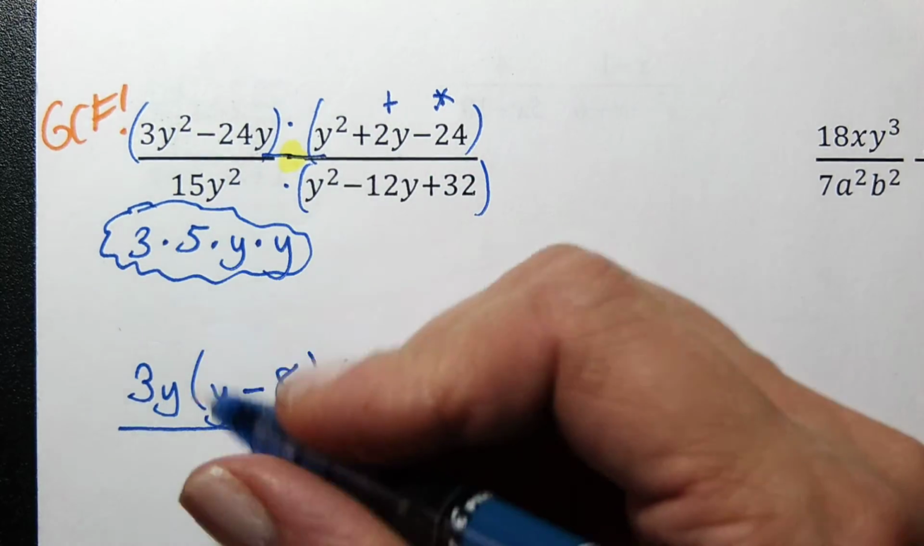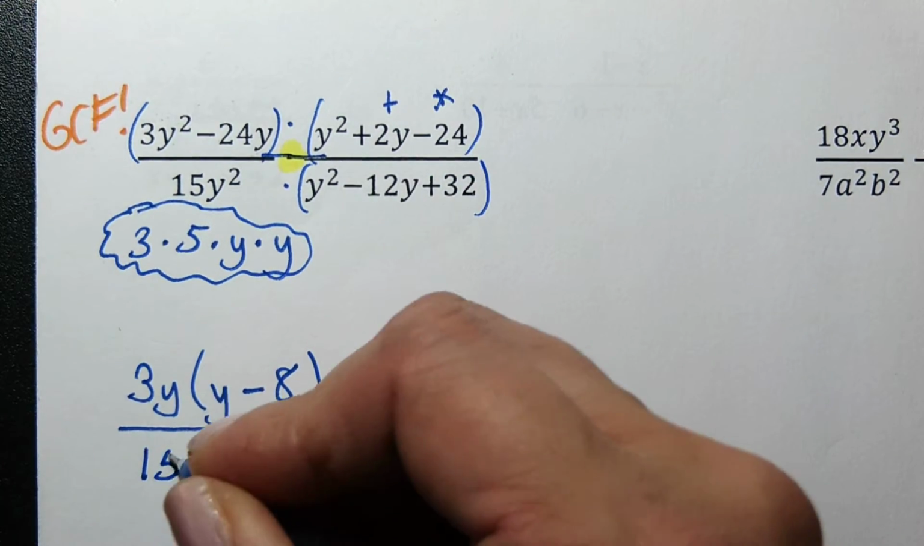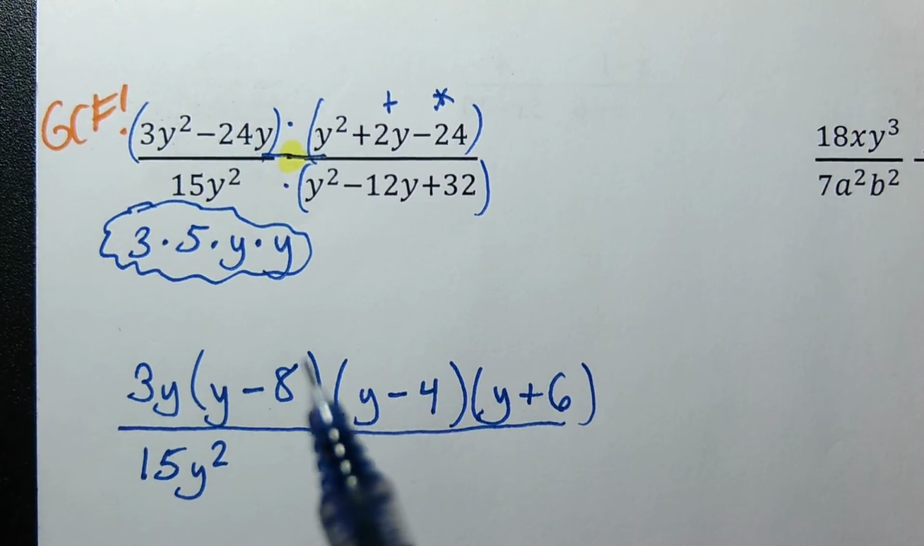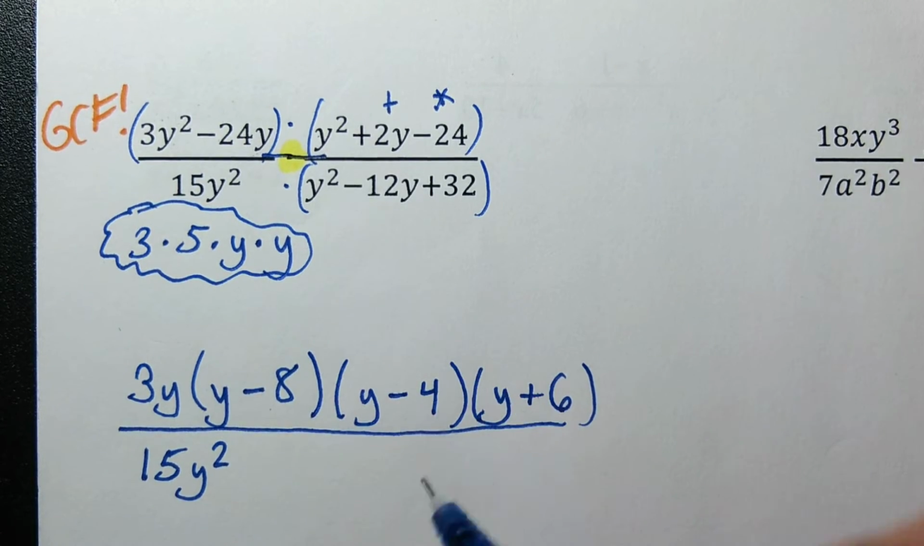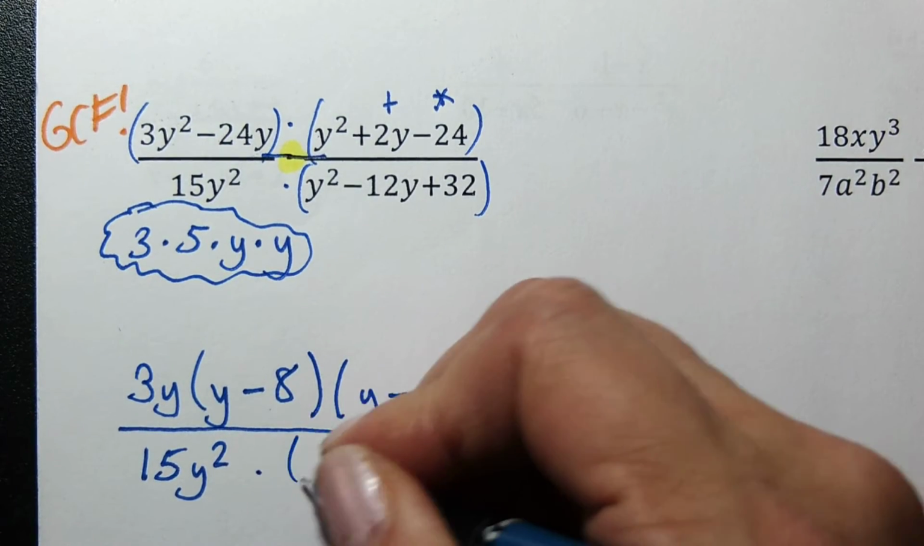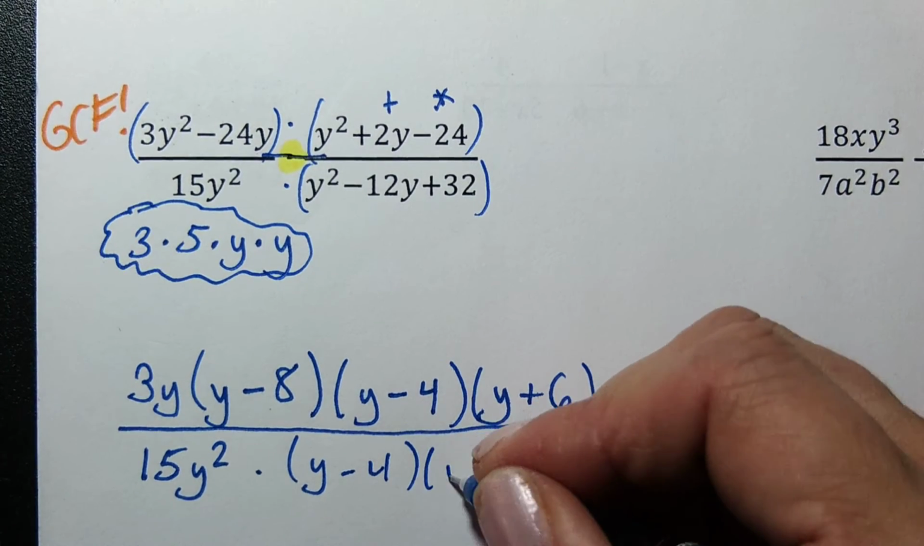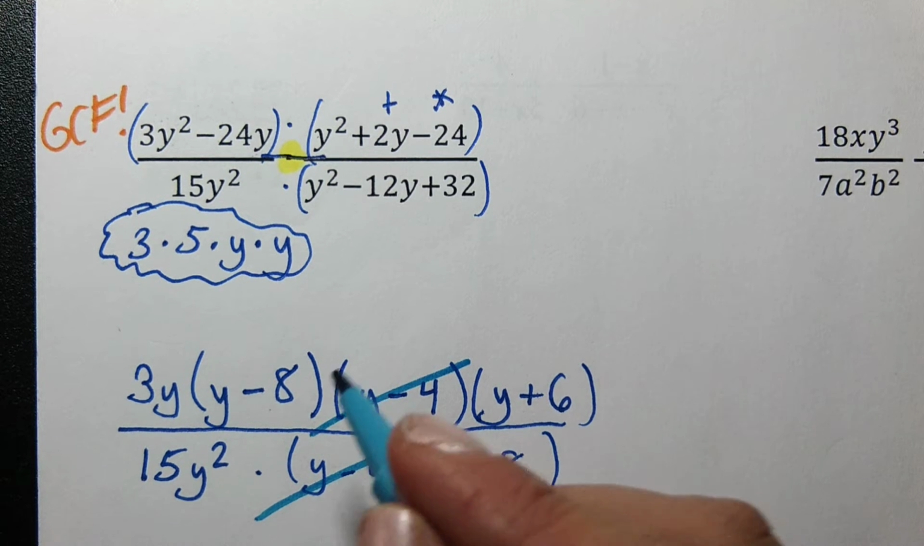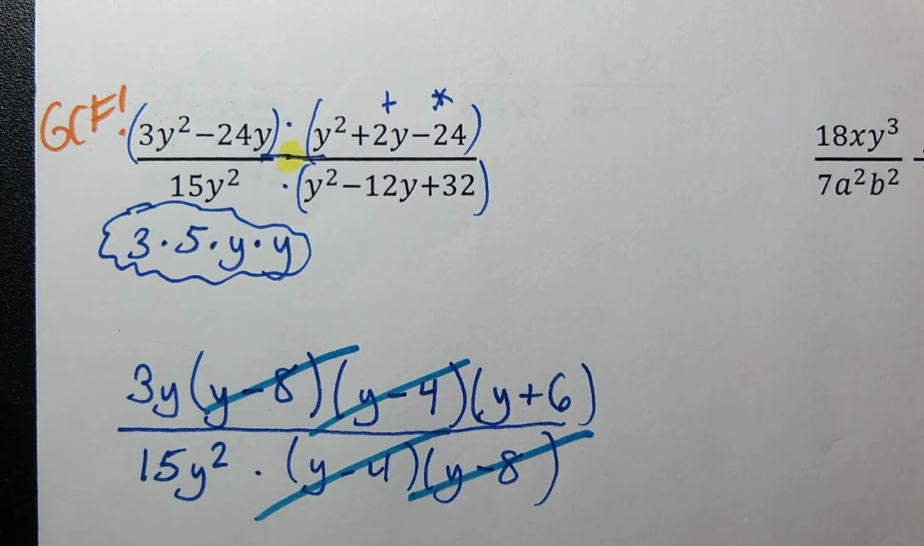Then we move to the bottom. So we've got 15y squared, which we've said we could expand out if we wanted to. And then we've got y squared minus 12y plus 32. Hey, that's that y minus 4 and y minus 8 again. So now the fun part, what do we get to cross off? Y minus 4 with y minus 4. And when we cross those off, it's because it equals 1. Y minus 4 divided by y minus 4 is 1. Y minus 8 divided by y minus 8 is 1.